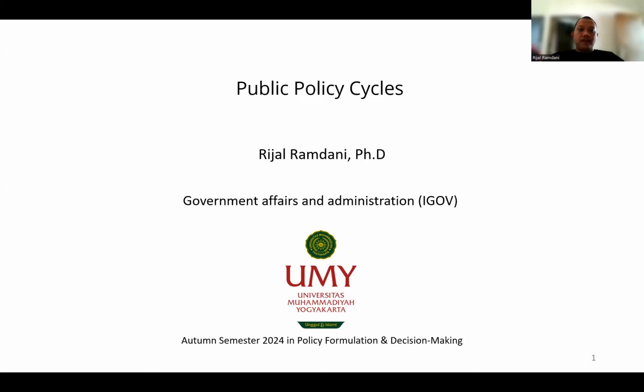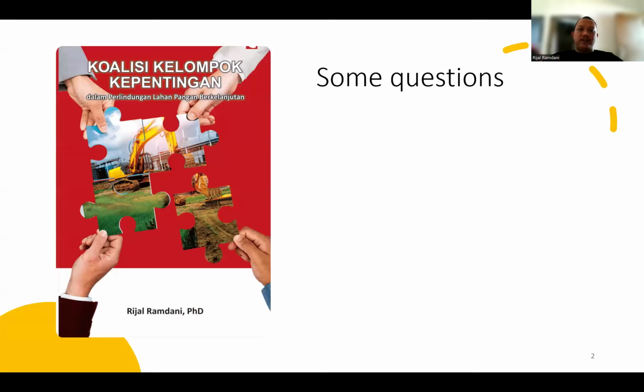Okay. So the topic of today, as I mentioned before, is public policy cycles. And you can also read my book. This is my book on how the interest group coalition can influence the decision-making processes in a local government setting. Okay, in the local government policy processes.